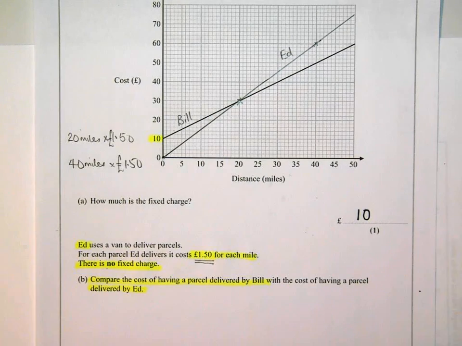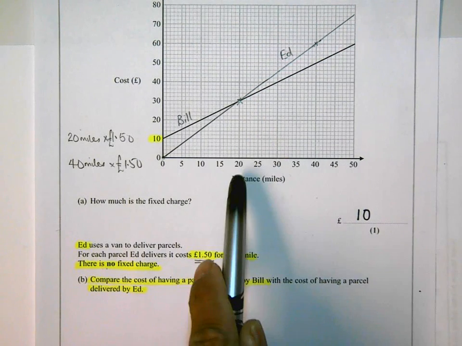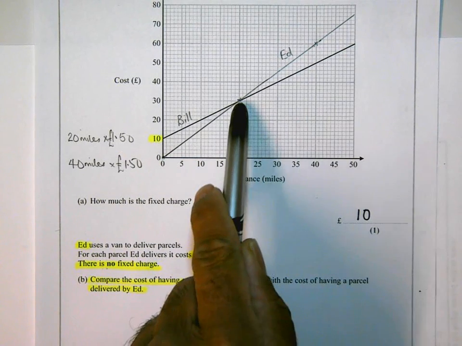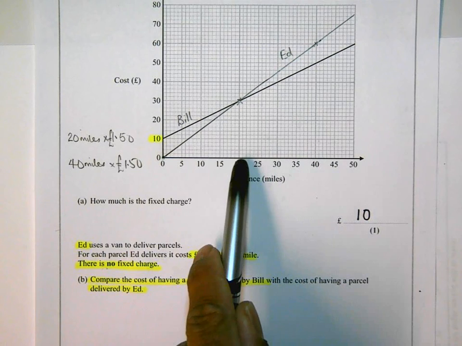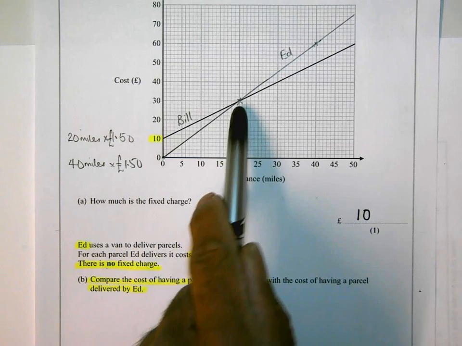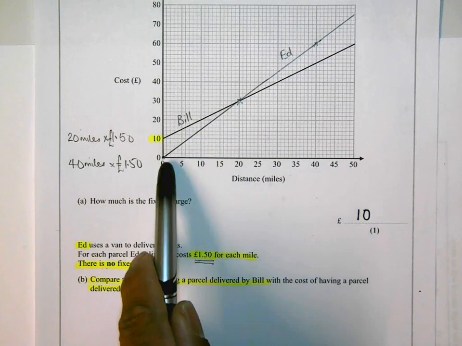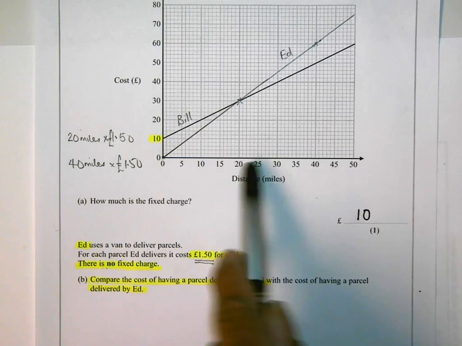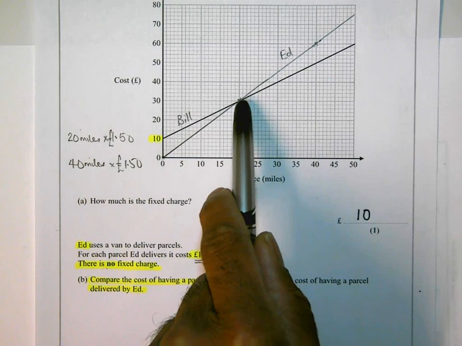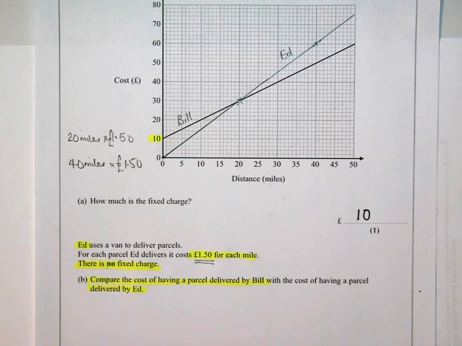So how can I compare this? Now, if I look at it, where they cross, that means that if Ed or Bill was delivering a package 20 miles, it would cost exactly the same. But if they were delivering packages for less than 20 miles, Ed's line is below Bill's line, so that means he is cheaper. And for more than 20 miles, Ed's line is higher than Bill's line, so that means that Ed is more expensive. I need to write that in words in the section below in order to get full marks in this question.